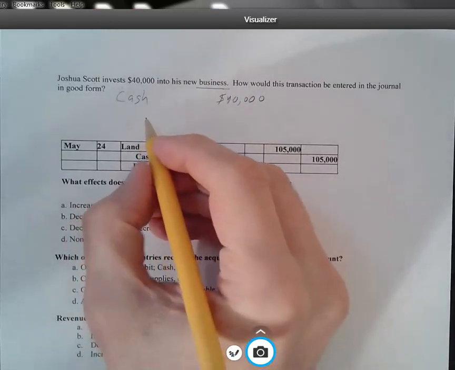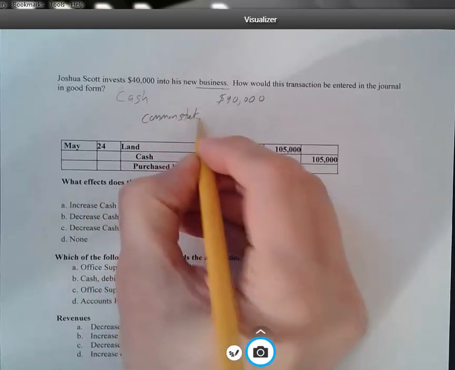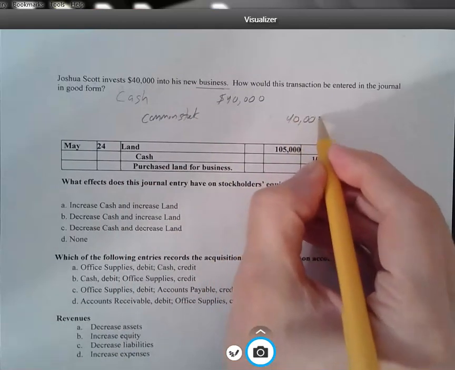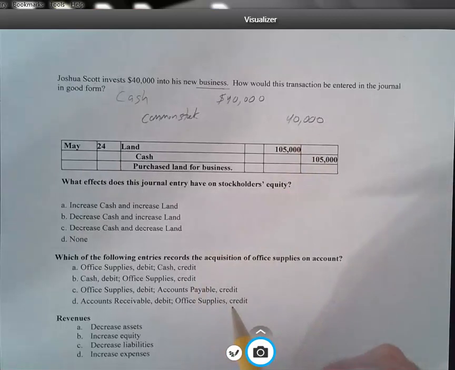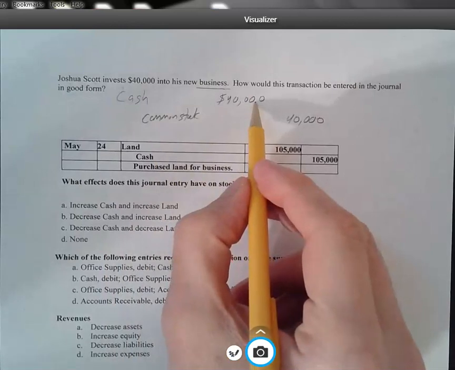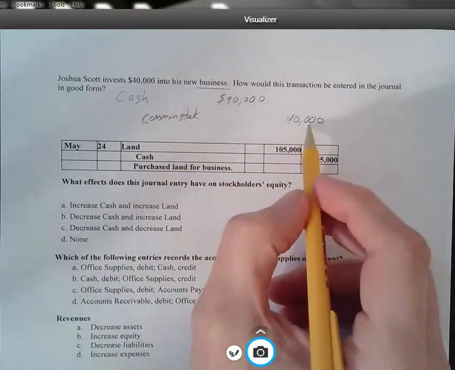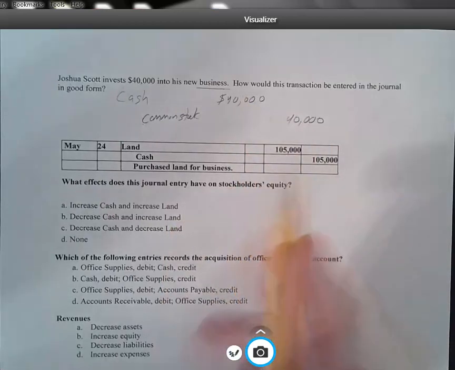Then what else is increasing? The amount of common stock that the business has issued, $40,000. And then we would put some kind of a journal entry explanation here, issued common stock for cash, something like that. Because again, this is from the business's perspective. They received cash of $40,000. That's the asset that goes up with a debit. Common stock is the credit that goes up to balance out the debit side of the transaction.